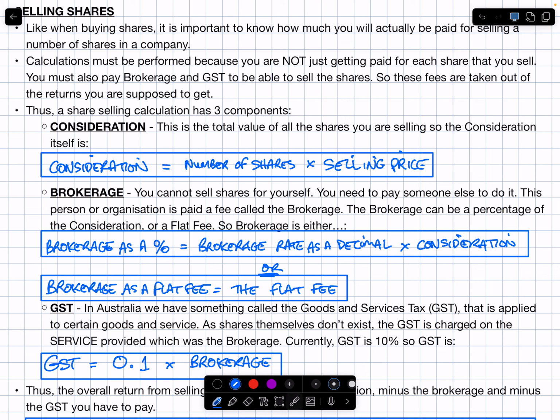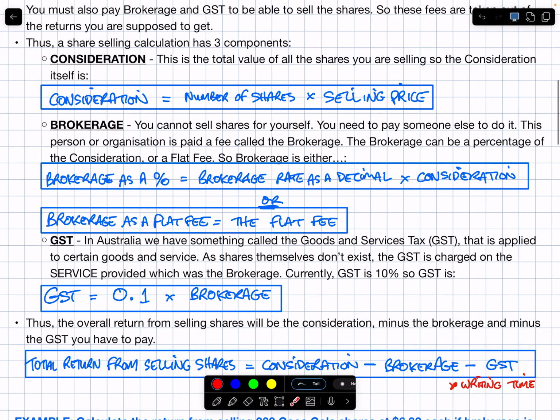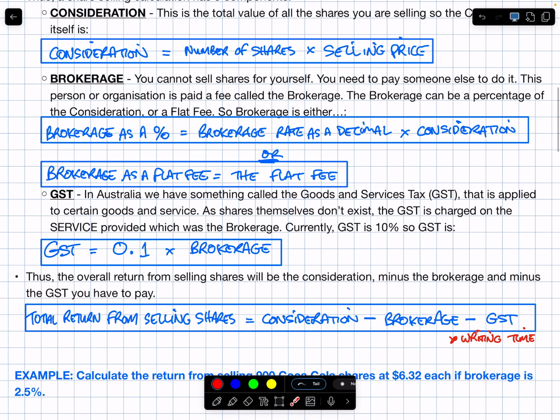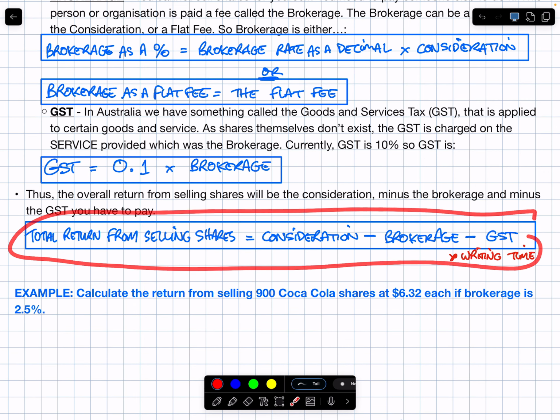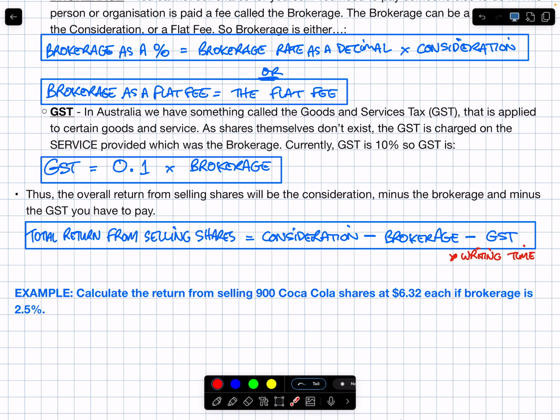The consideration is the number of shares times the selling price. Is the brokerage either a percentage or a flat fee? Yes. Is GST still 10%? Yes. What's the only difference about this rectangle here? Are you adding or are you subtracting? Subtracting. So the return you get from selling shares is the value of the shares you're selling, but take away the amount of money the broker's going to get from you, and also take away the GST cut.